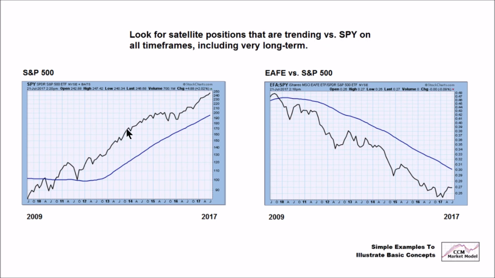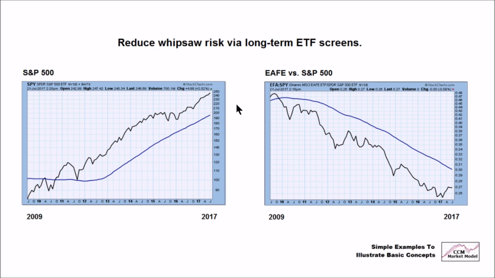So in the present day market, when the math is strong, we look for satellite positions to complement SPY that are currently trending versus SPY on all time frames, including very long-term time frames, which is not yet the case for most foreign ETFs. Another objective in a strong trending bullish market, based on the data we have in hand, is to reduce the whipsaw risk via long-term ETF screens.